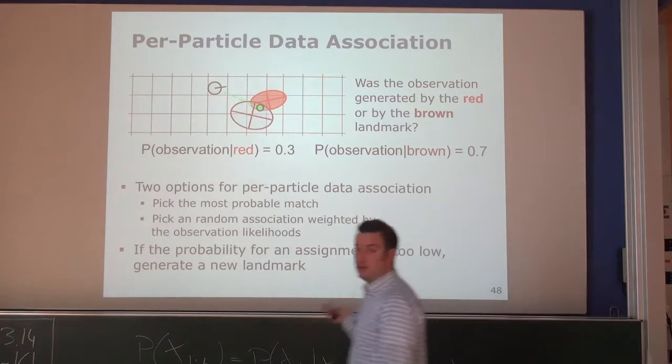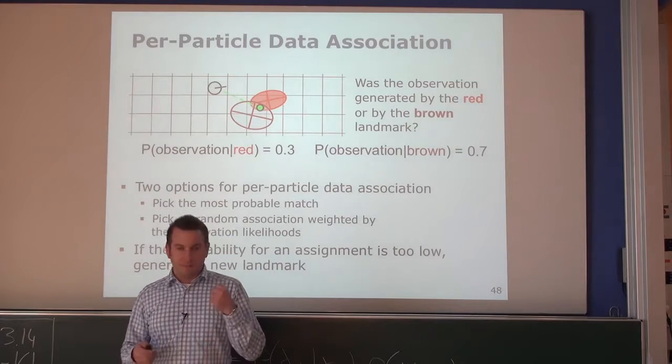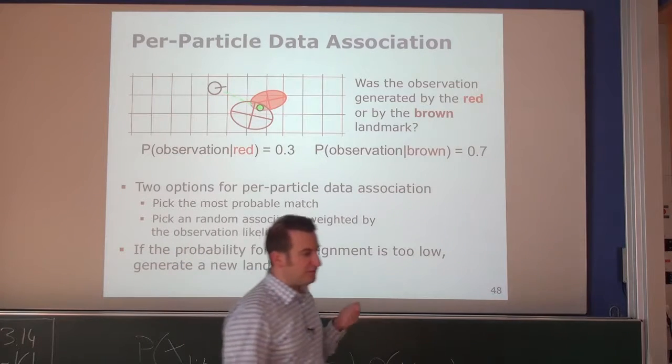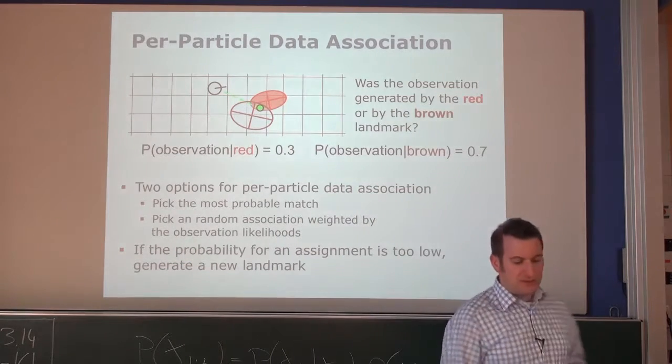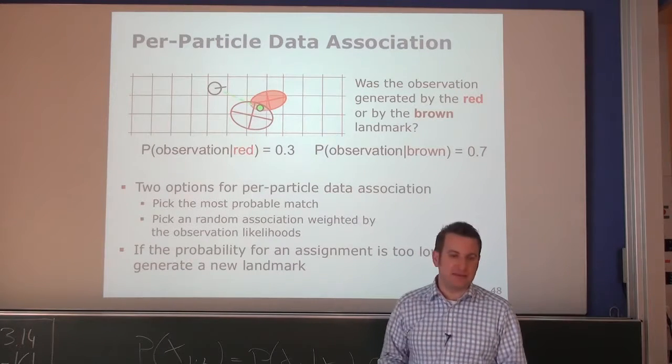So the nice thing in here is that this is a very easy strategy. It's very simple to implement, but has very nice properties. And this is one of the advantages of FastSLAM compared to EKF, that I can do very simple but effective data associations.